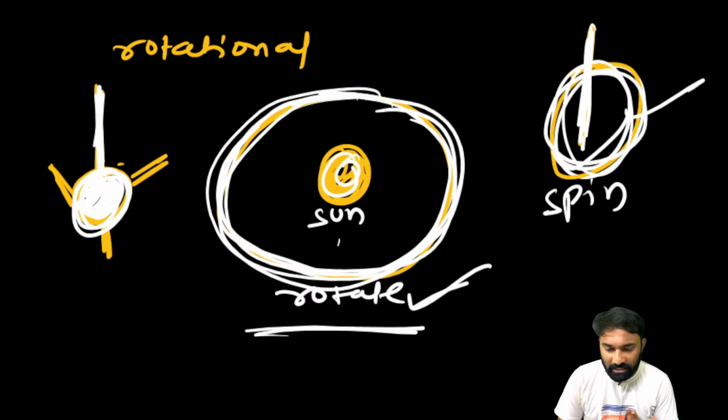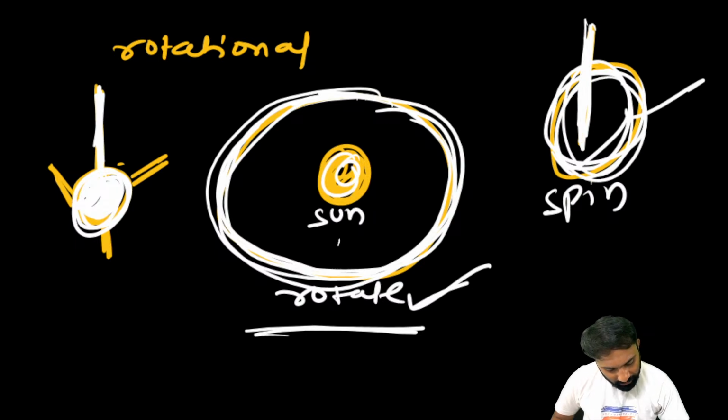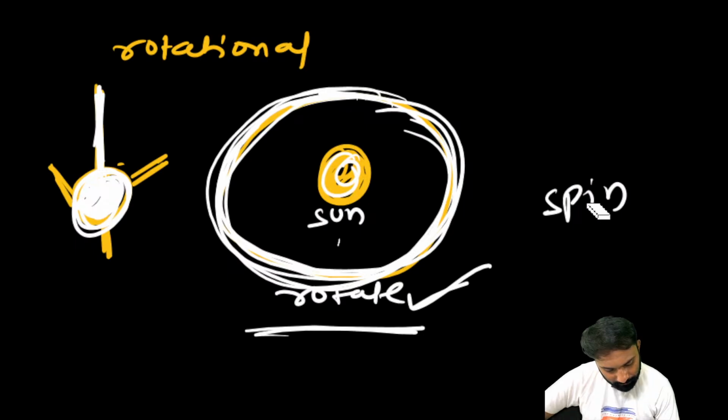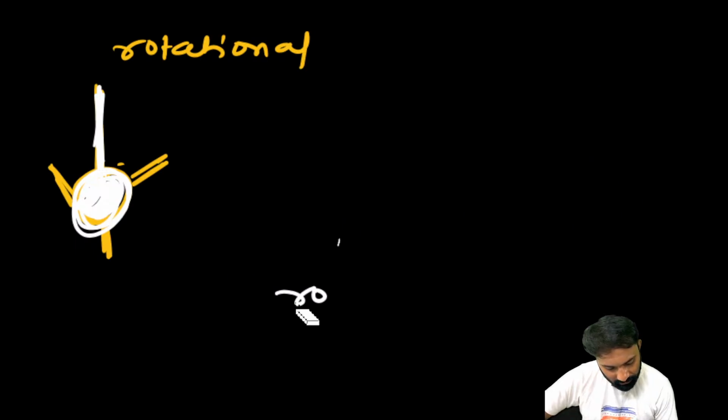For any external axis, the species will rotate. On the axis, it will spin. I hope it is clear. On the axis, it is spinning. About an external axis, it is rotating. I hope the difference between spin and rotation is clear.